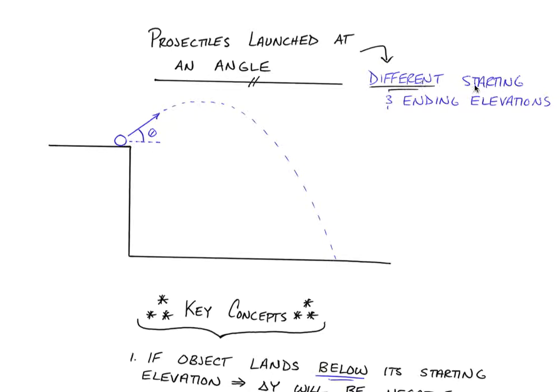As long as I have different starting and ending elevations, it will not matter whether the object is rising up and ending above where it started or whether it's falling and ending somewhere below where it started, as can be seen in this picture. So a few of the key concepts, and some of this will certainly be right in line with things we've discussed, and hopefully some of this is common sense at this point.